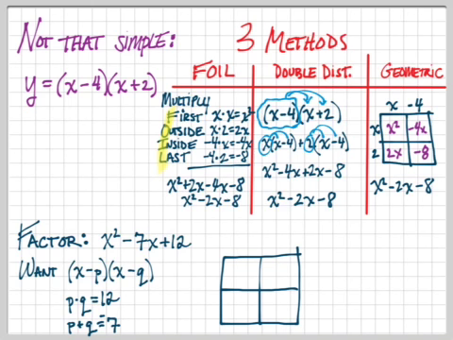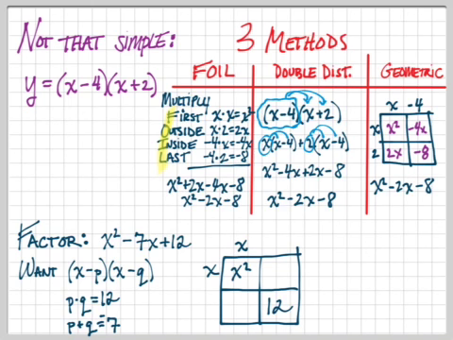All right. I can also set up my geometric model. I know that I have an x squared there and a 12 there. And I know that these two pieces have to give me -7 when I add them up. So, that one's simple. X and 2x. And this model sometimes is helpful when you don't have 1x squared. If you had 2x squareds or 4x squareds, it'd be easier to set up this way.